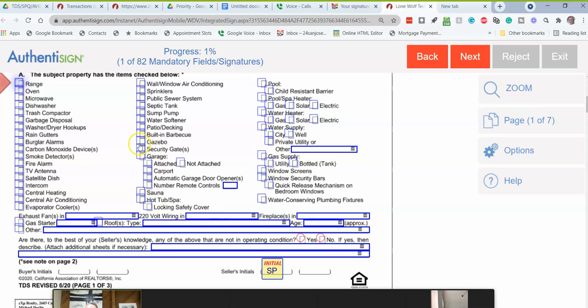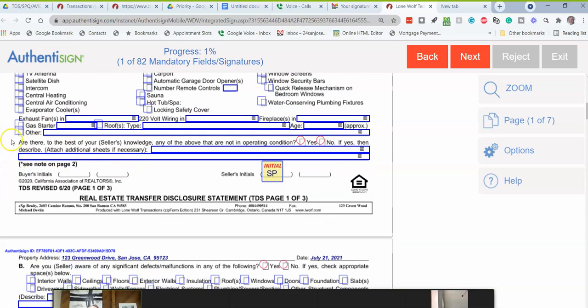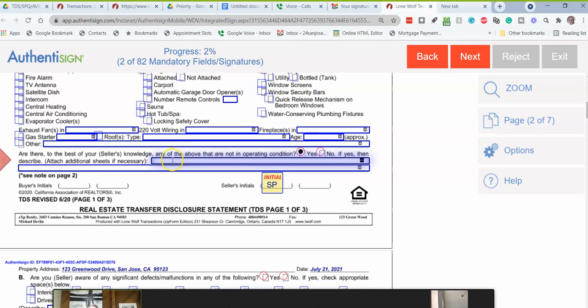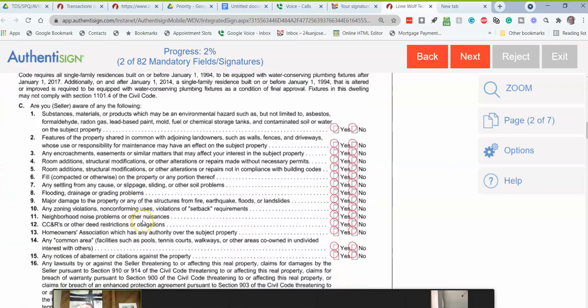Do you have a security, a gazebo? Yes or no? Right? And then at the bottom, are there any, to the best of your knowledge, not in operating order? Yes or no? And if they say yes, there's some things that are not operating, now they're going to be asked to answer what are they. And by the way, if their explanation goes on too long, it goes on to this other form, which is a text overflow kind of a form. So this is what the seller is going to see.